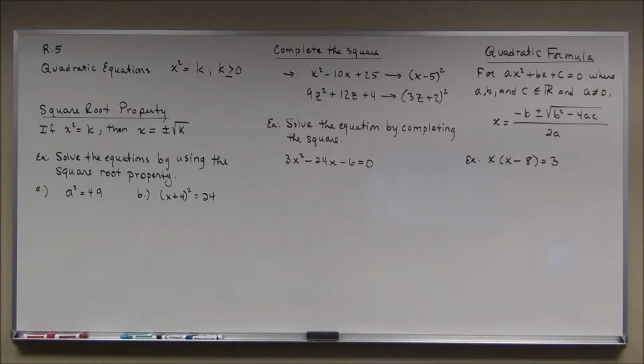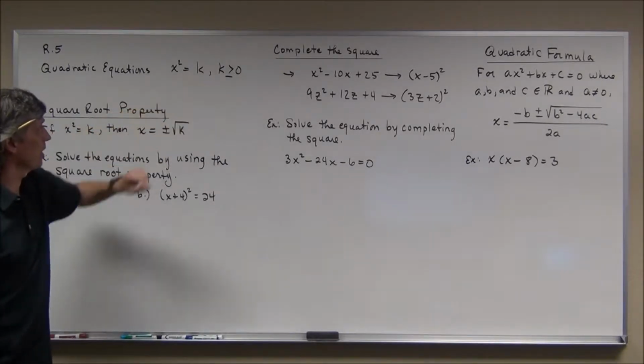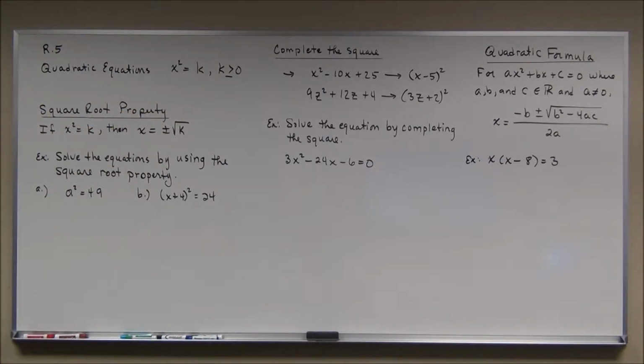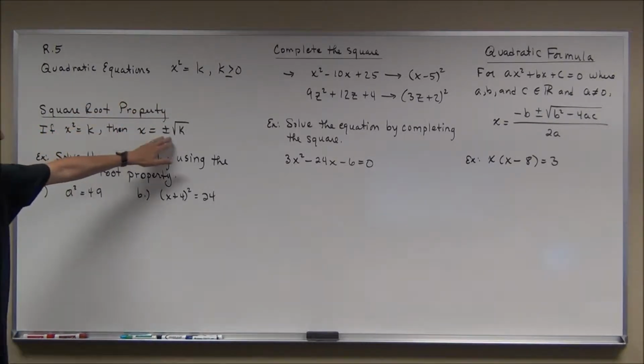Besides factoring to solve quadratic equations, which I like best because if the equation will factor, it seems like that's the most efficient way, there are other approaches, and one is to use what we call the square root property. So if we have a quadratic equation in the form x squared equals k, where k is a positive number greater than or equal to 0, then we can use this property to solve for x by taking the square root of both sides.